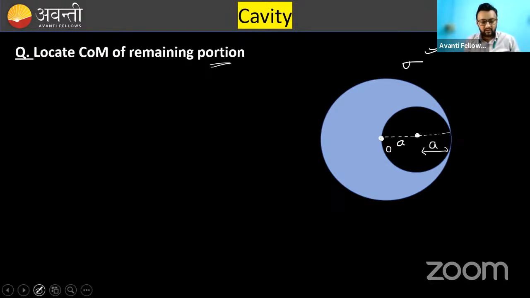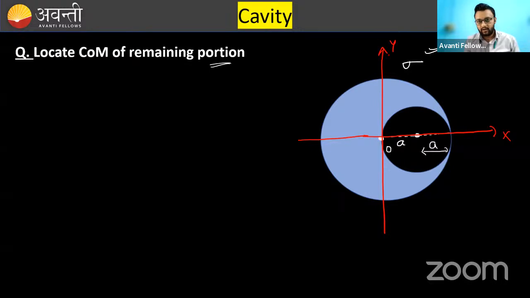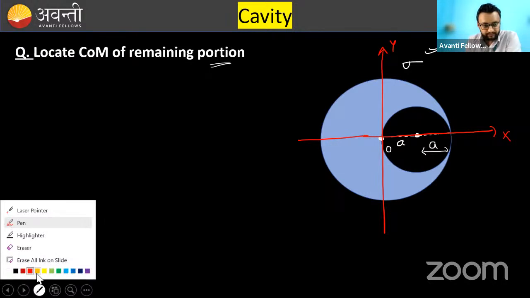First of all, we will decide our x and y axes. Let's say this is our x axis and this is our y axis. This is the most important question in every exam. It's going to be asked, and you need to know the concept.